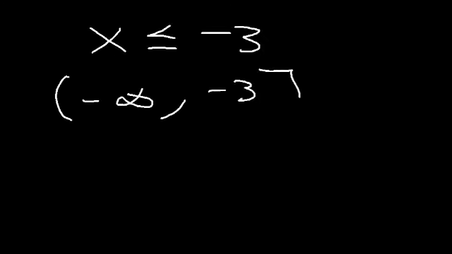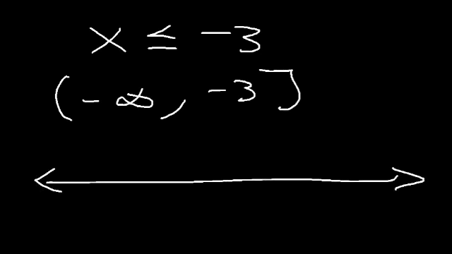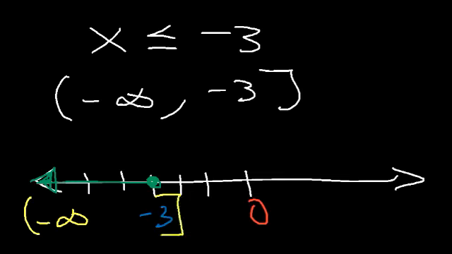So what is the answer using interval notation? So x is less than or equal to negative 3. So it's from negative infinity, and it's going to stop at negative 3. If you plot it, let's say this is 0. Here's negative 3, and we have a closed circle at this point. And since x is less than or equal to negative 3, we need to shade to the left side. So it's from negative infinity to negative 3.